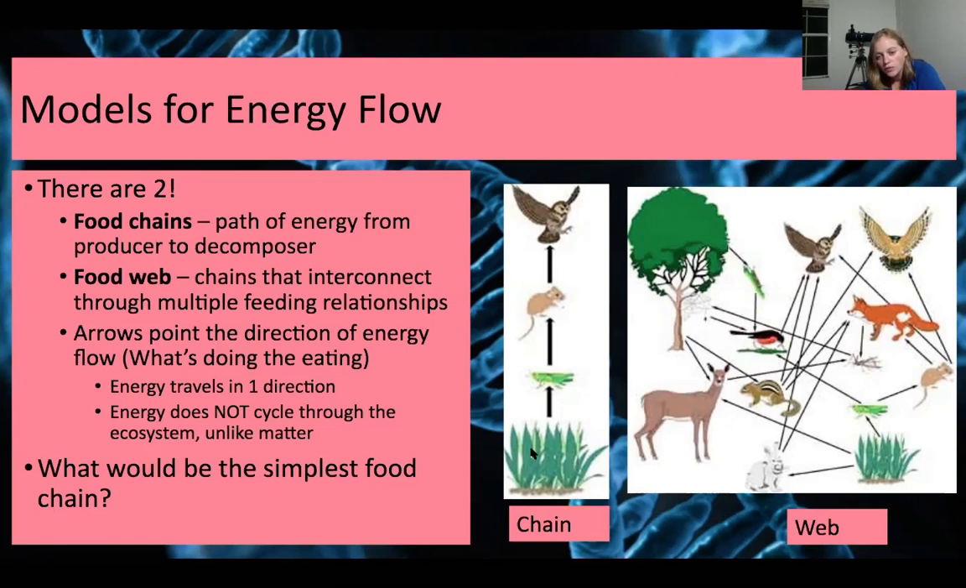So energy is going from the grass to the grasshopper, from the grasshopper to the mouse, and from the mouse to the owl. Now I hope that you also notice that one of these is a much simpler model than the other. But which one is more accurate when we're trying to show an ecosystem and the relationships between the organisms that live in it? Hopefully you think about the food web, because most organisms don't just get their energy from one source. They have multiple different things that they can eat. So energy travels in one direction, and it does not cycle through ecosystems like matter does.